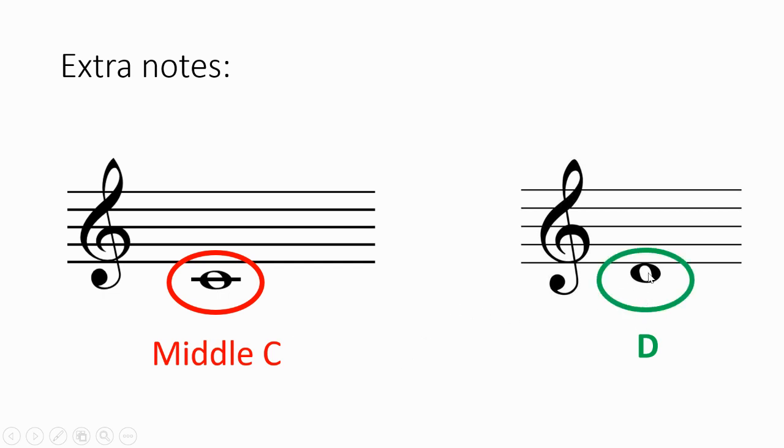Let's have a look at this one. This one is D. The note, the circle, has a line above it, but no line below it. It's sat underneath the 5 lines of the stave. That is the note D.